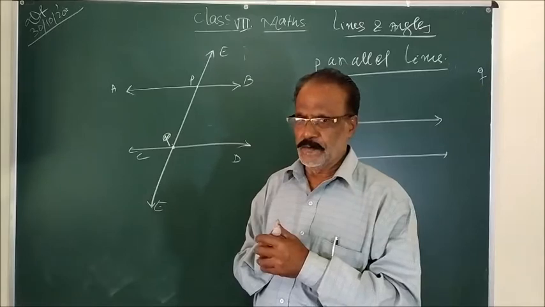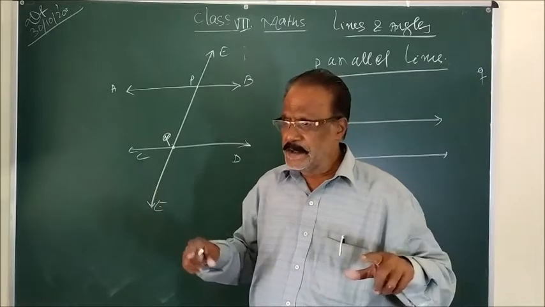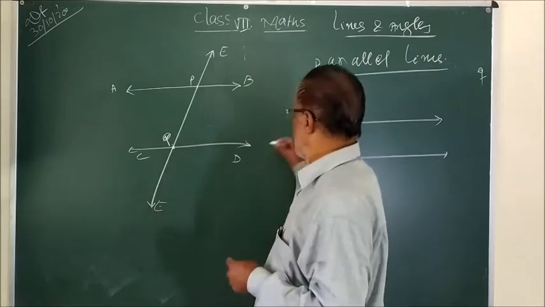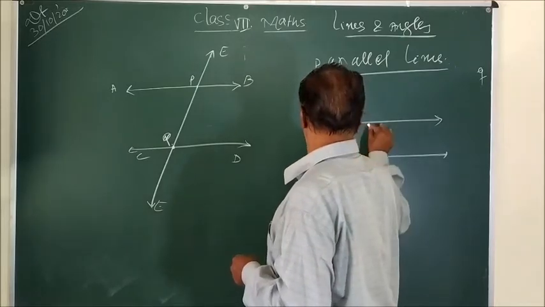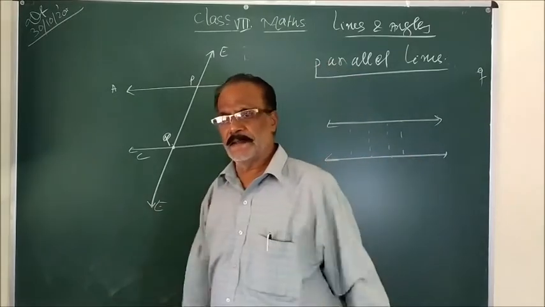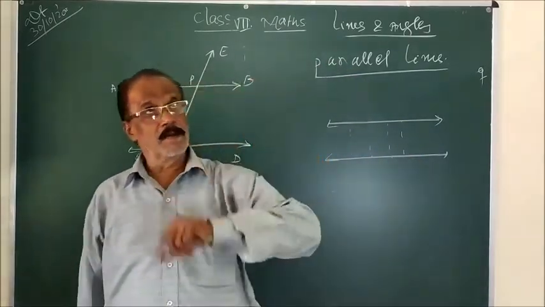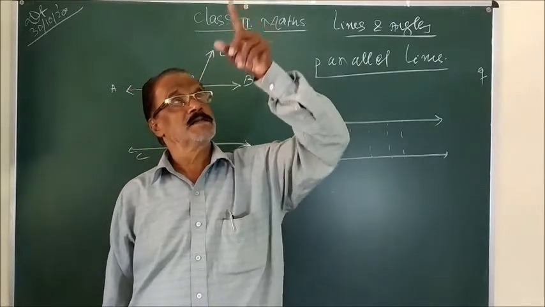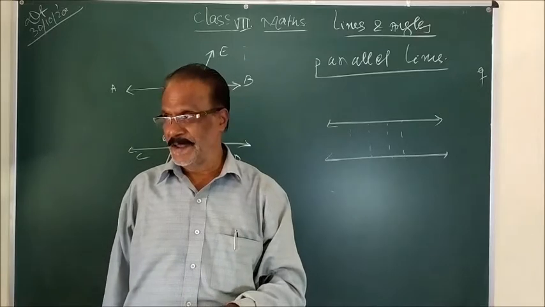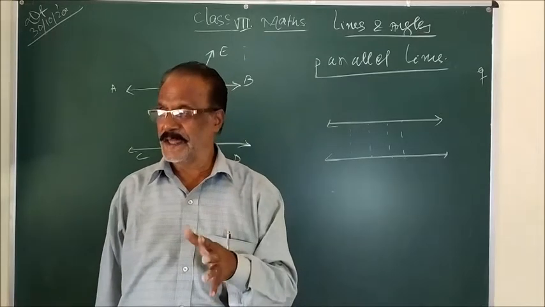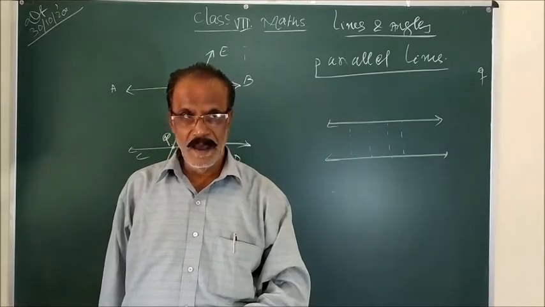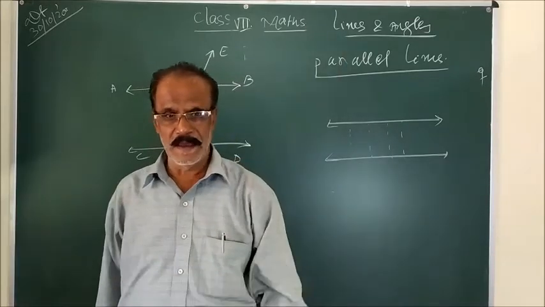If you try to extend, or you can say the distance between them is equal everywhere. Perpendicular distance. Whenever we measure distance, that is perpendicular. Suppose what is the distance between the roof and ground? You have to draw a perpendicular. That will be the distance between the roof and the ground. It is not that we can draw a line from anywhere.